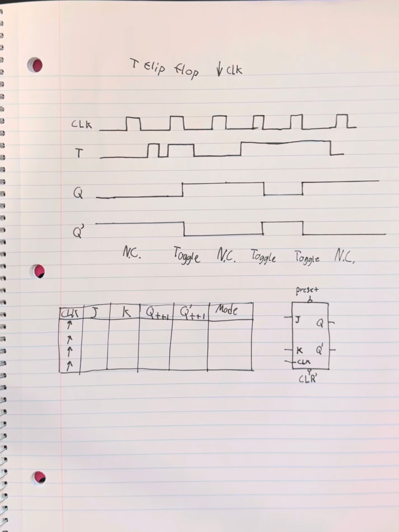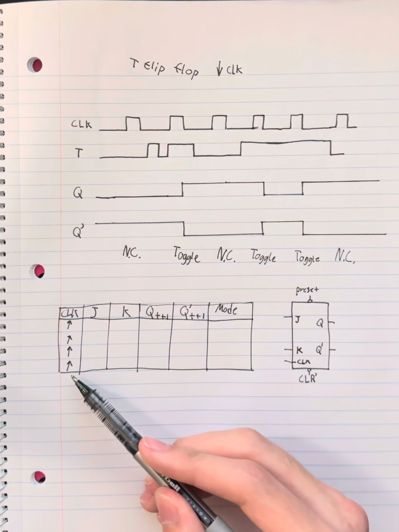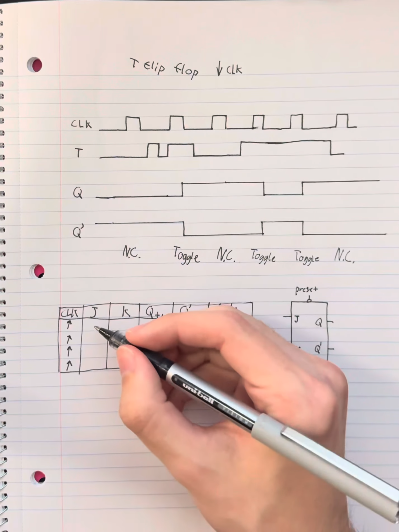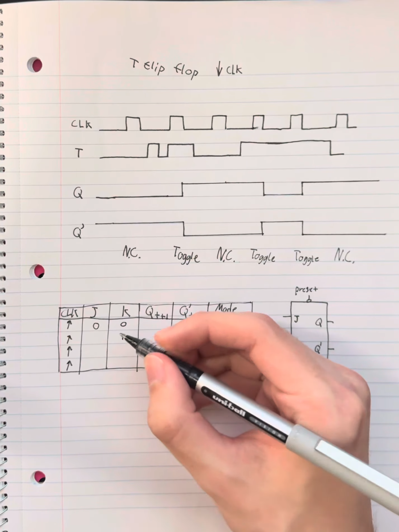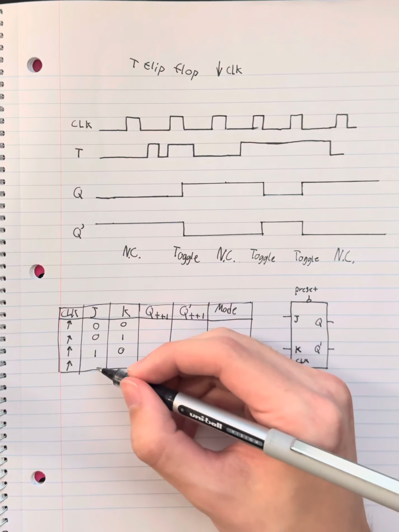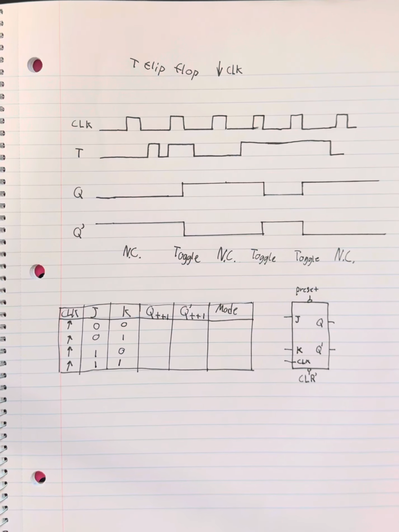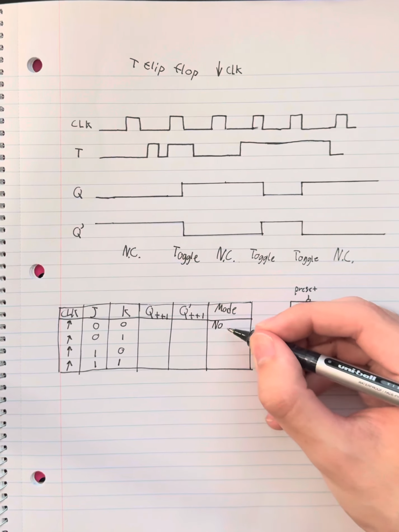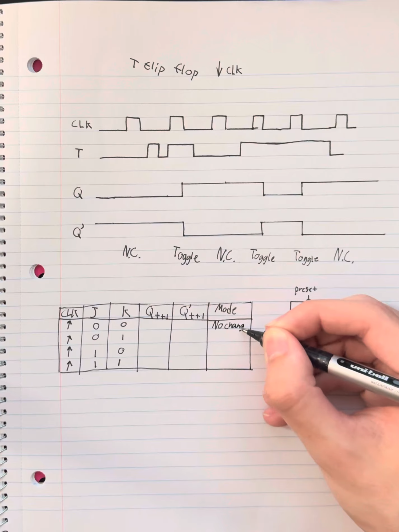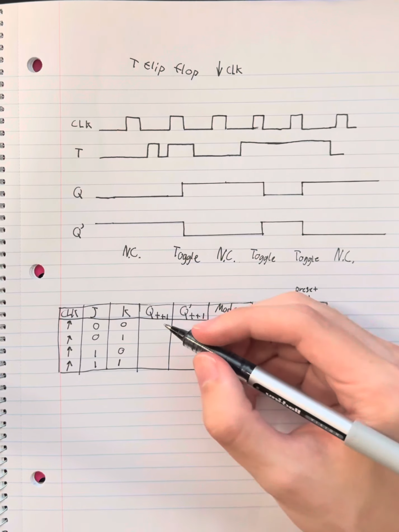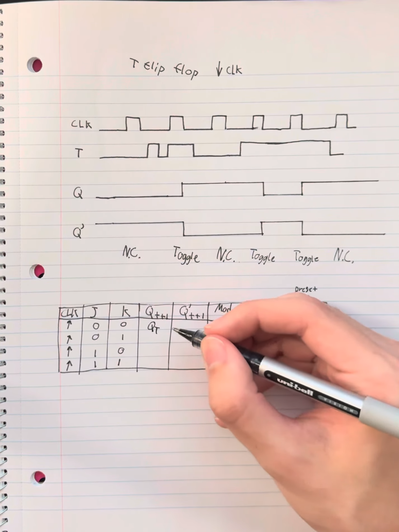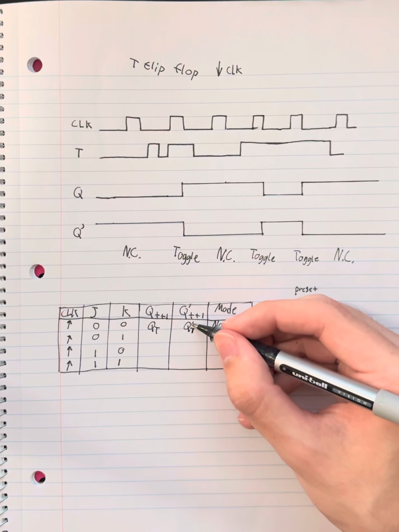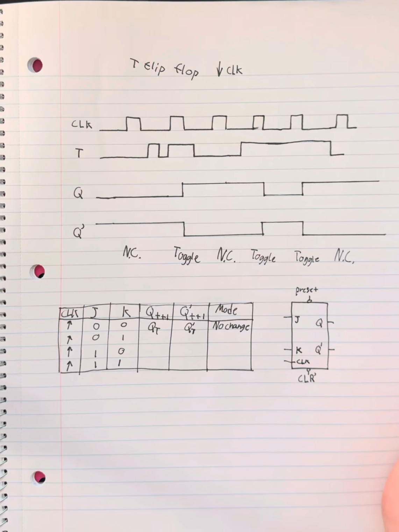I have my table drawn out. It's rising edge, so all the arrows are up. We can just fill this out with simple binary addition. And so a 0, 0, that would be a no change. So that means whatever QT is stays QT, and whatever QT prime is stays QT prime.